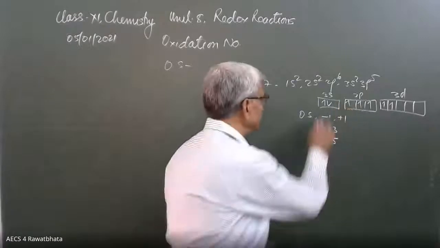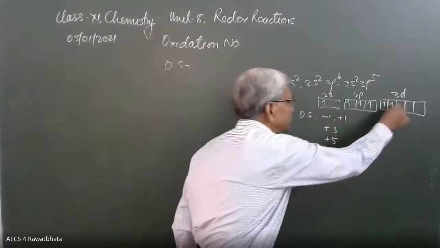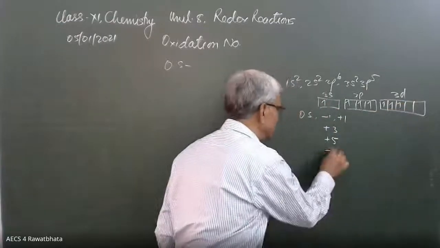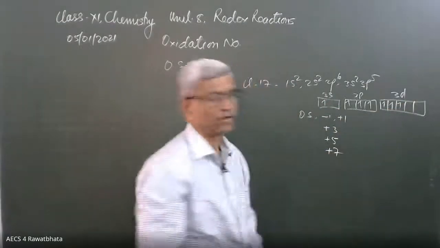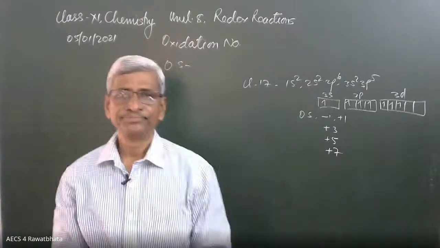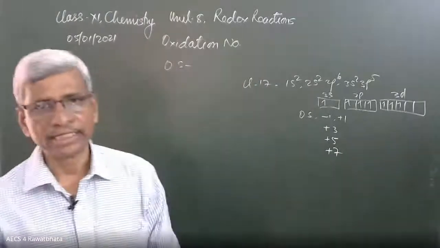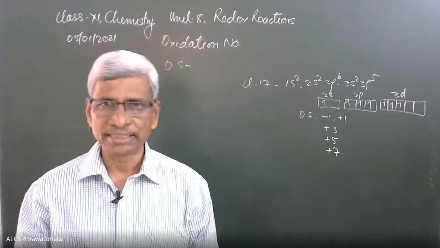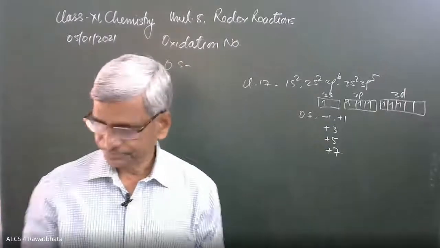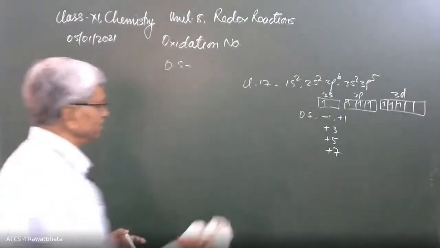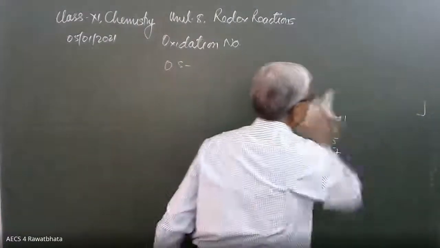And finally, there is 3s, it jumps and comes into this, and the highest possible oxidation state is +7. So many compounds are there where higher oxidation states are possible. Okay. So these are some general things.